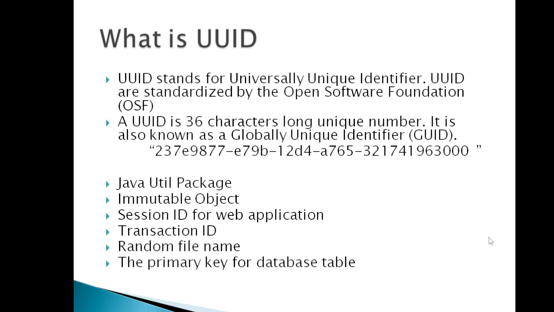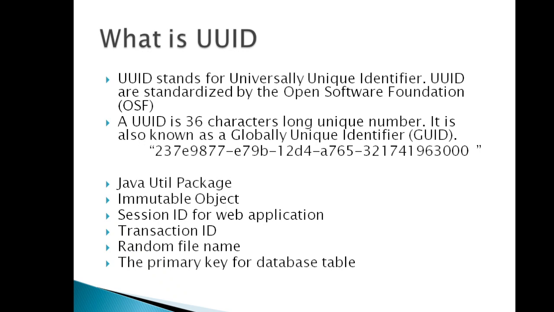UUID stands for Universally Unique Identifier, and this is a 36 long character number. As you can see here, it has four hyphens in between. Since it is a 36 long unique number, you can achieve uniqueness more. And in UUID, this is coming from the Java util package, where you can randomly generate a UUID type which is going to be unique because of this 36 long number.